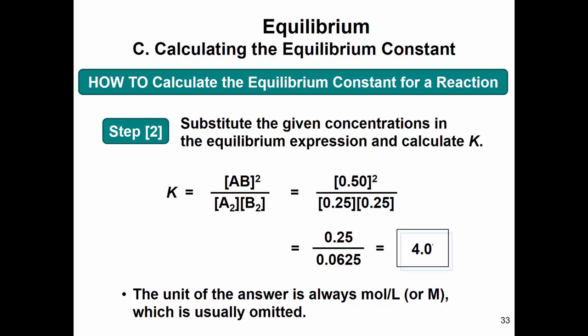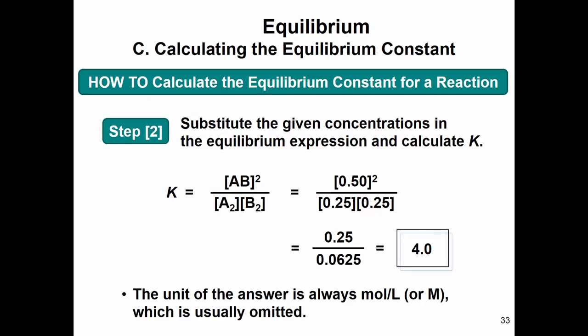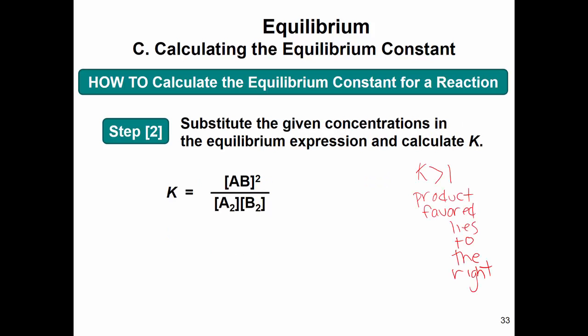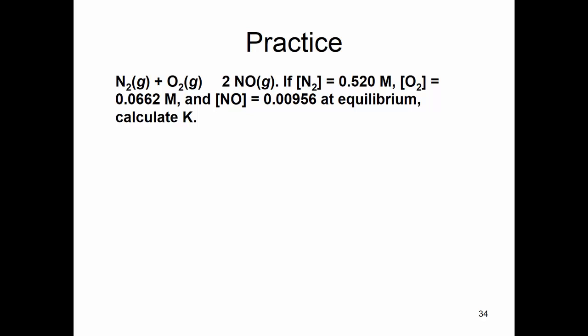If we think about this further, K is greater than 1. Just to remind you of what we learned last video, if K is greater than 1, then the reaction is product favored, meaning it lies to the right. If we look back at our table, K greater than 1 favors the products and lies to the right. And if it's less than 1, it favors the left, the reactants.